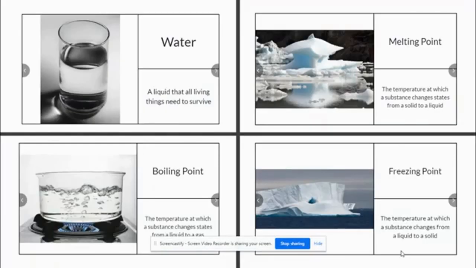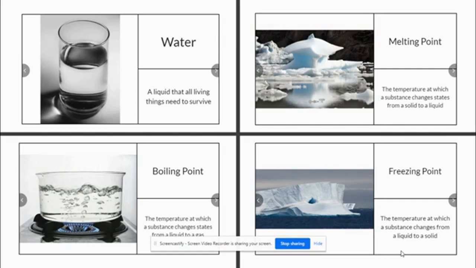Here's some vocabulary to start us out. Water, of course, is a liquid that all living things need to survive. Now, while the definition includes the word liquid, we all know that water can take three forms, and that's liquid, gas, and solid.